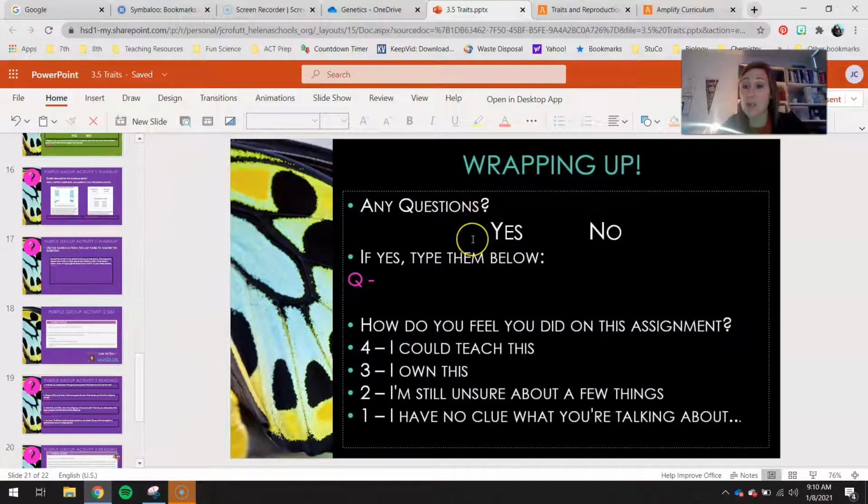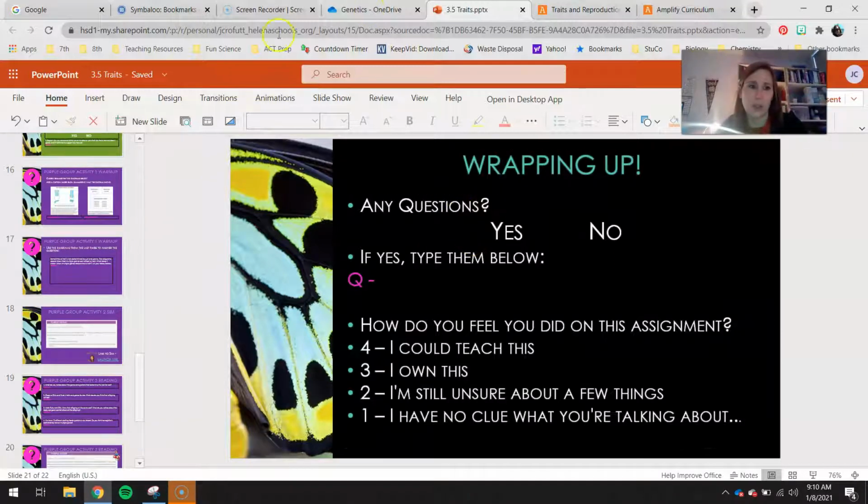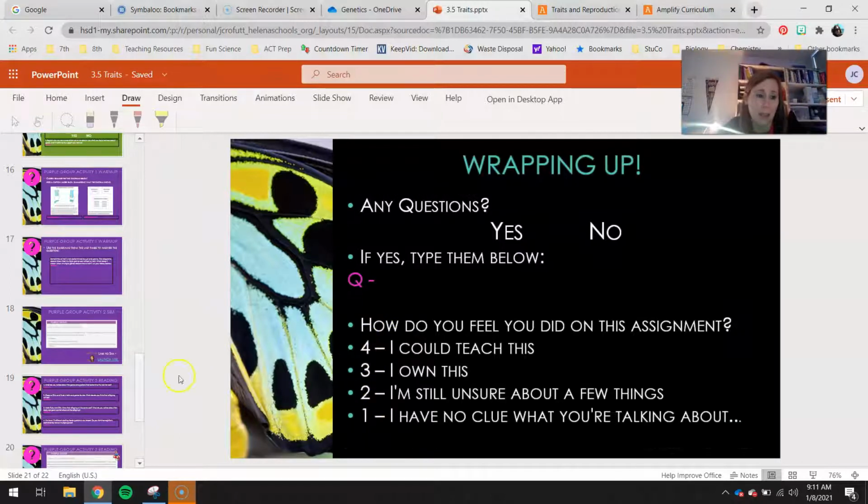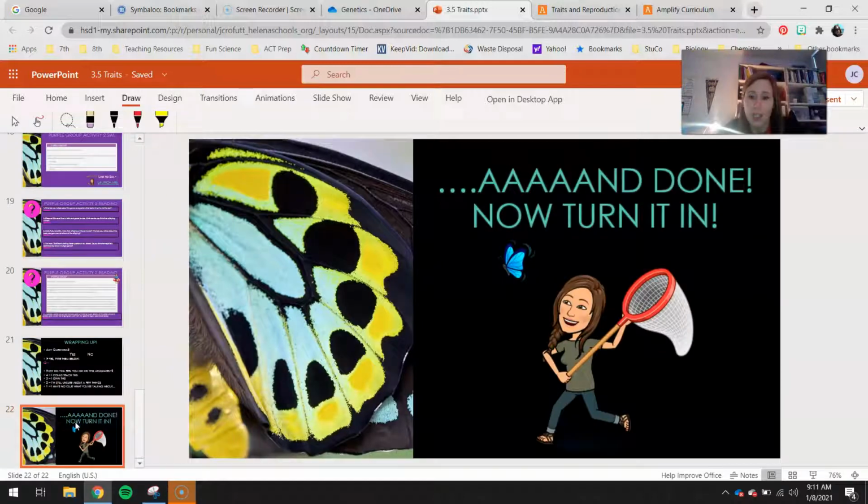Okay, any questions? Yes, you guys do need to do this page. Okay, it takes about 5 seconds. So use the draw feature. If you have questions, yes or no. If you guys have questions, type them, but obviously if it's something that's preventing you from completing this assignment, send me a message in Teams so I know, and then circle 4, 3, 2, or 1. How do you think you did on this assignment? Once you guys are done with that, you are now done and you may turn in this assignment.